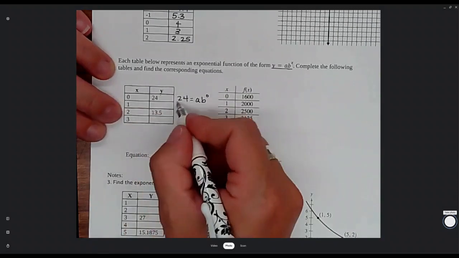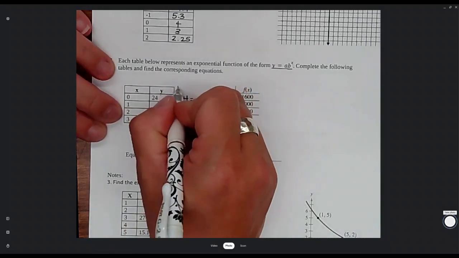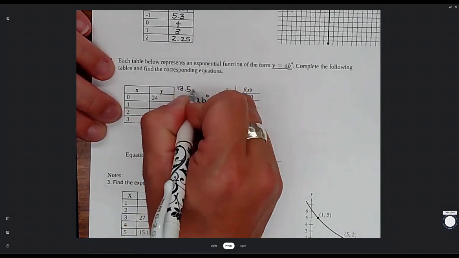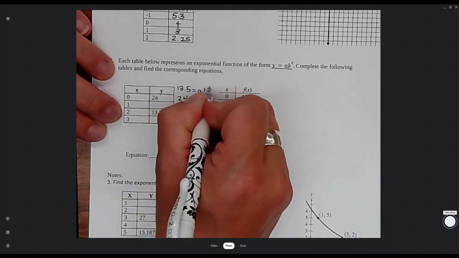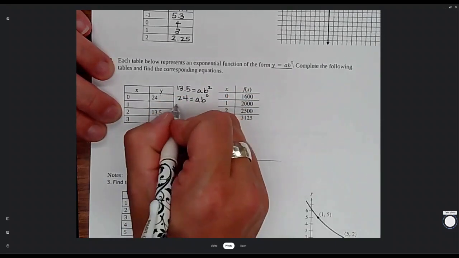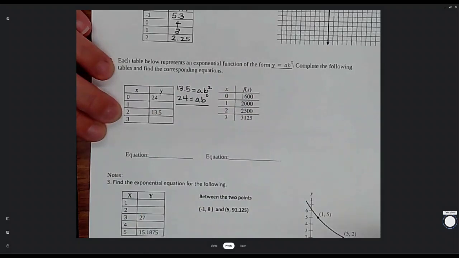Then the second one, I'm actually going to write it above, and you'll see why in just a second. So 3.5 equals a, b squared, right? So I plugged in x and y. So here we kind of treat this like a system of equations, right?